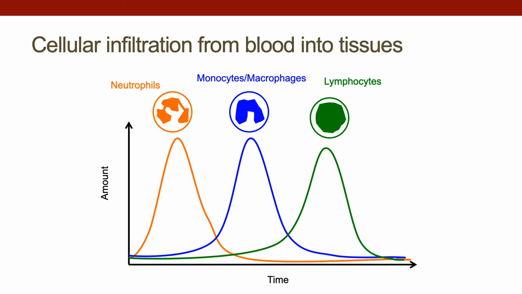And if you look at inflammation, generally there are waves of white blood cells moving into tissues, and the simplest way to think of it is that the neutrophils are the earliest cells to arrive. Monocytes, differentiating into macrophages, are the second wave, and lymphocytes are the last cells to arrive over time in inflammation.